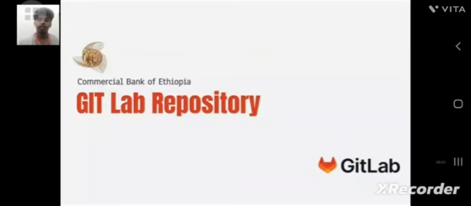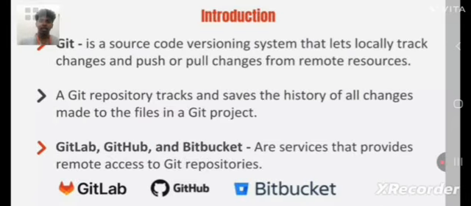Today we are going to see the topic about Commercial Bank of Ethiopia, GitLab Repository, GitLab. So let's see the introduction of GitLab.